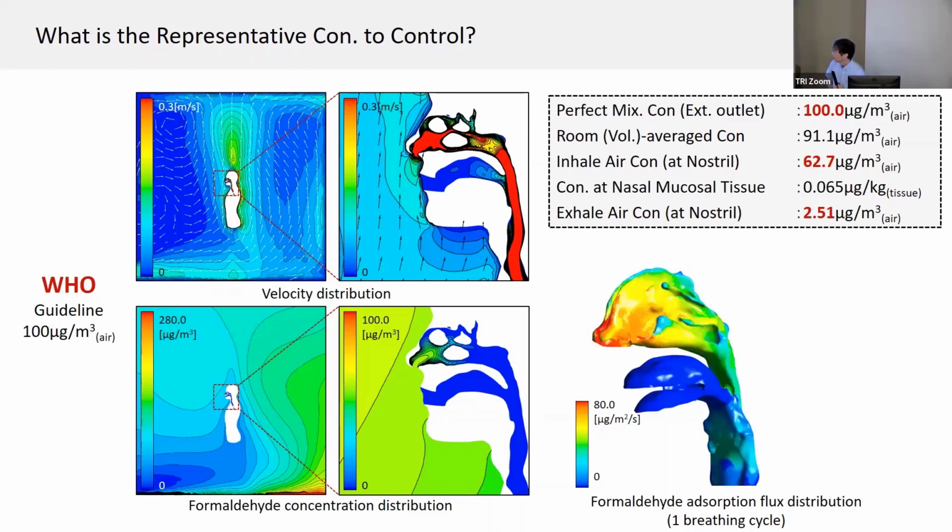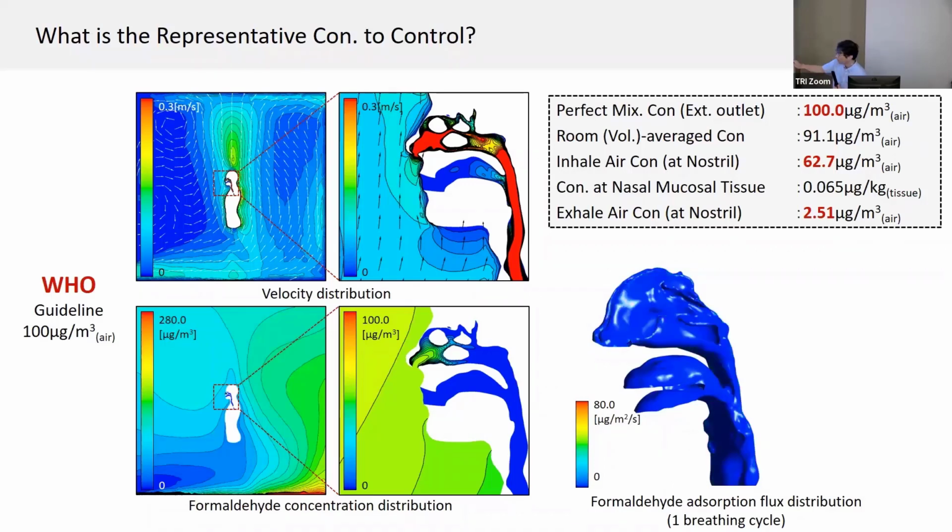By using this flow field analysis and scalar transport analysis, we can finally analyze the volume average concentration of this room. And in this case, the room average concentration for the whole room is 91.1 microgram per cubic meter. This means 10% lower compared to the perfect mixing concentration. I would like to emphasize that by using effective ventilation systems, in this case displacement type ventilation systems, it is 10% more effective compared to the perfect mixing type ventilation systems. This means that we can reduce 10% of energy use or power use.